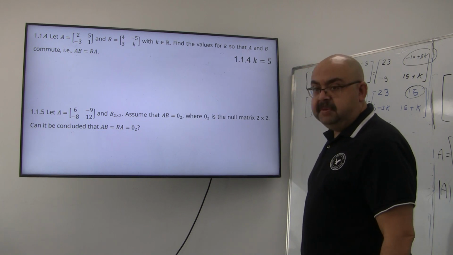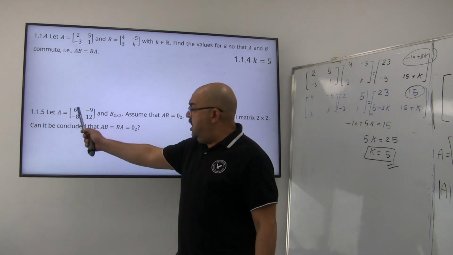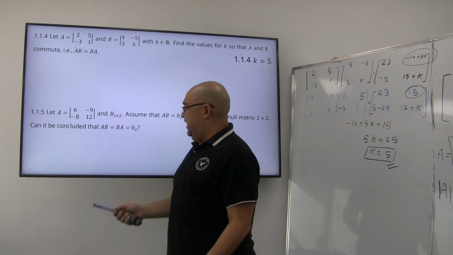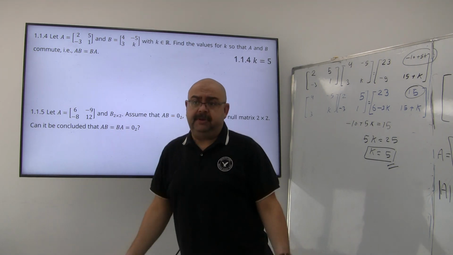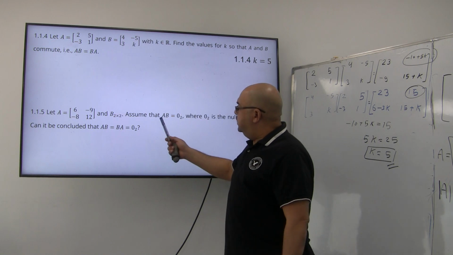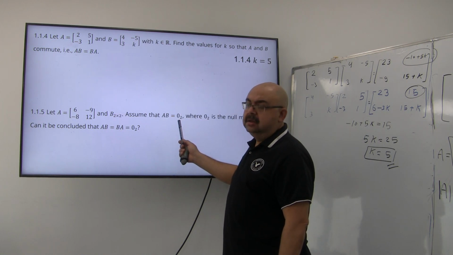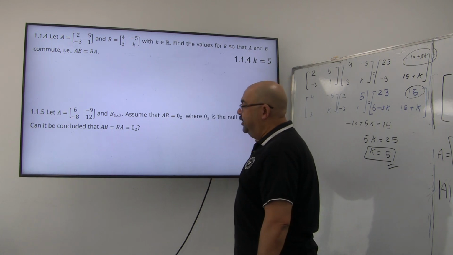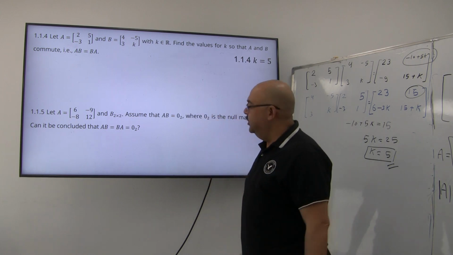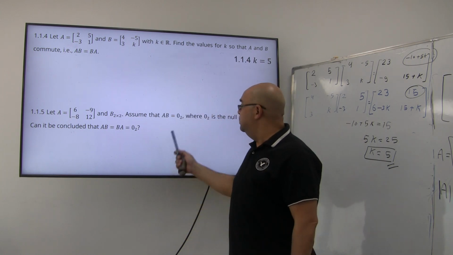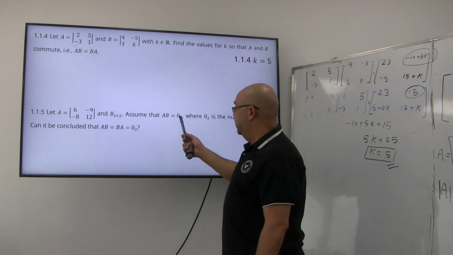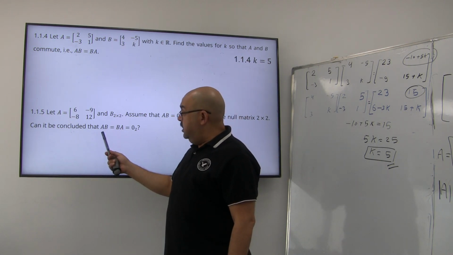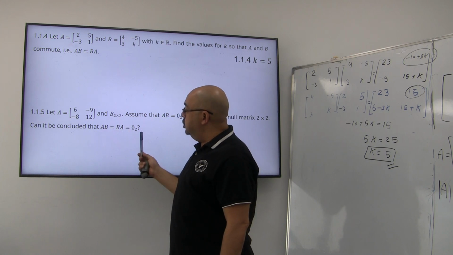Think. Give yourself space. He's stating, let A be the matrix 6, -9, -8, and 12, and B is some matrix, you know that it's a 2 by 2. Assume that A times B equals 0, where 0 is the null matrix, 2 by 2. He's writing this to bluff you. Those are two matrices and the multiplication equals 0. So this one is 2 by 2, this is 2 by 2, so I already know that it's the zero matrix. Okay, it can be concluded that AB equals BA equals 0.